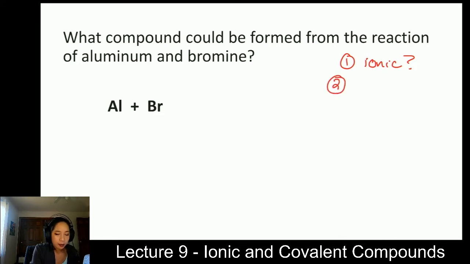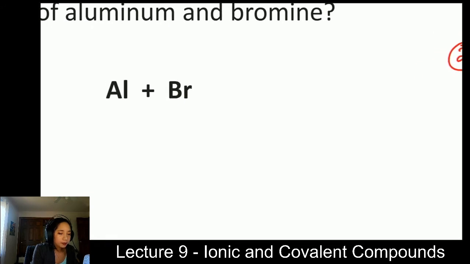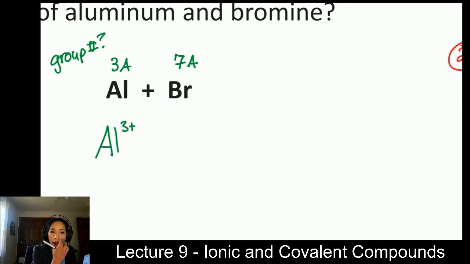Then our second step would be to predict the charges for all the species involved. Usually what helps me is I ask myself, what's the group number for each of these? For aluminum, it's 3A, and for bromine, it's 7A. So aluminum is a metal. It's most likely going to lose its valence shell electrons. So aluminum, most likely as an ion, will be aluminum 3+, because it's going to lose those 3 valence electrons.